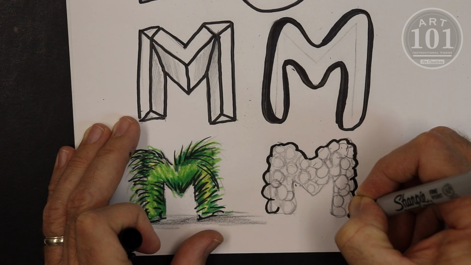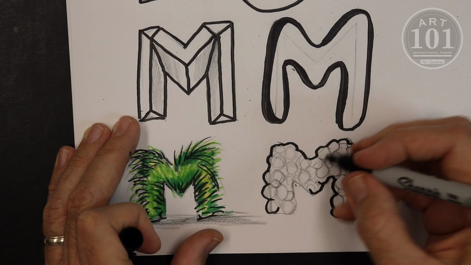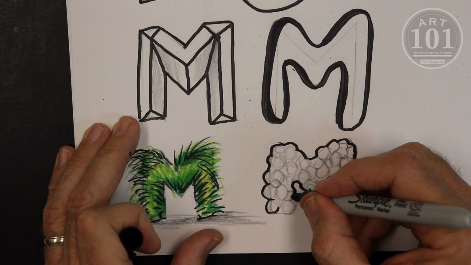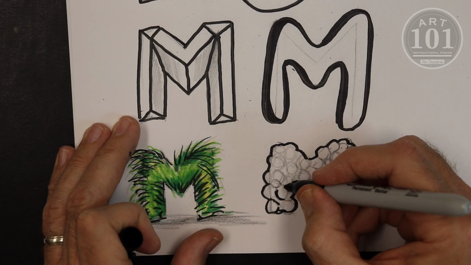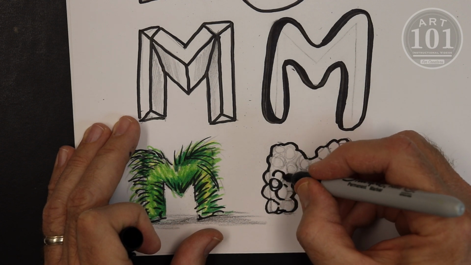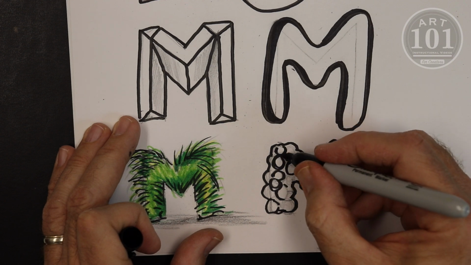Now you may start off thinking, oh, I want gumballs, and maybe it turns into bubbles or rocks or pebbles. You know, sometimes art kind of evolves and changes, and when you first start off to make something, it turns into something else. We've talked about that before.